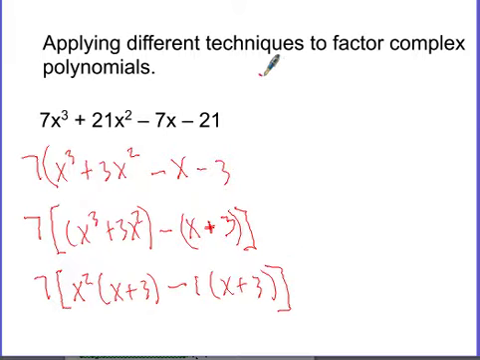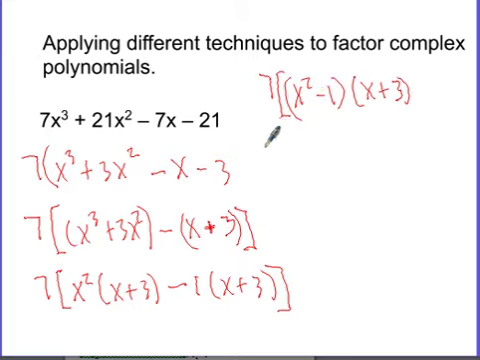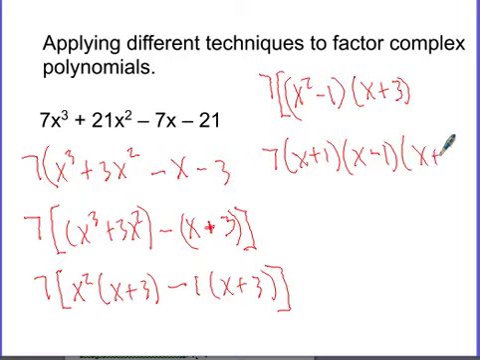So it would be 7 times x squared minus 1 times x plus 3. And now I can refactor. Now I've got a difference of squares in the middle here that I can factor. So it's 7 times x plus 1, x minus 1, and x plus 3.